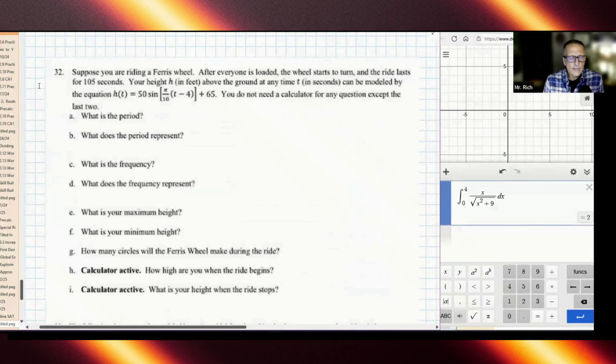Suppose you are riding a Ferris wheel. After everyone is loaded, the wheel starts to turn. The ride lasts for 105 seconds. Your height in feet above the ground, at any time t, is modeled by that. You do not need a calculator for those except the last two.